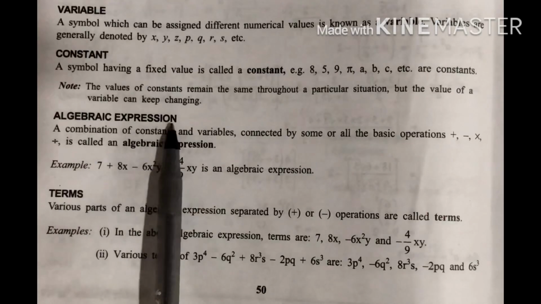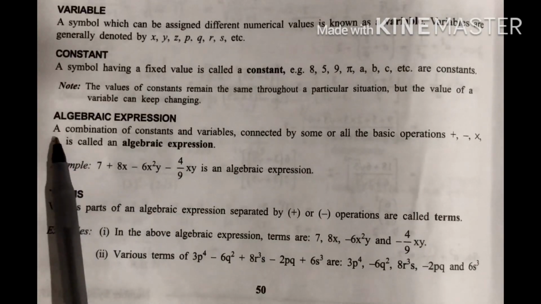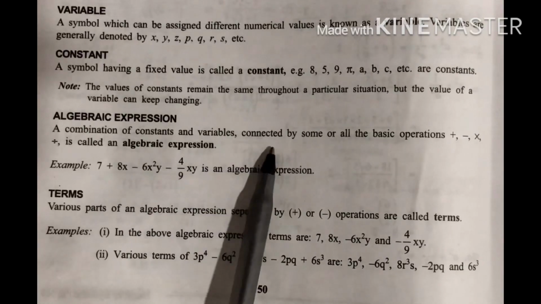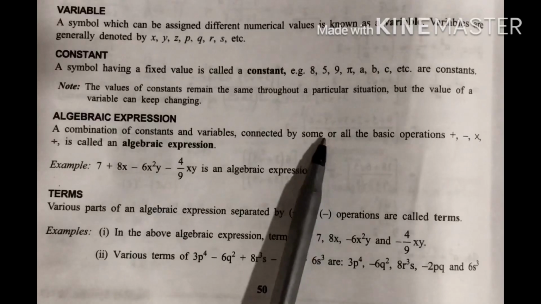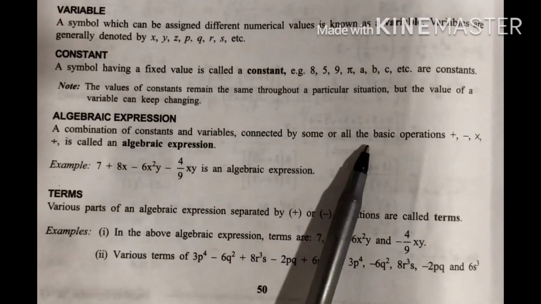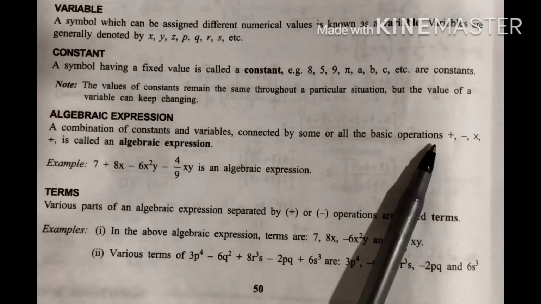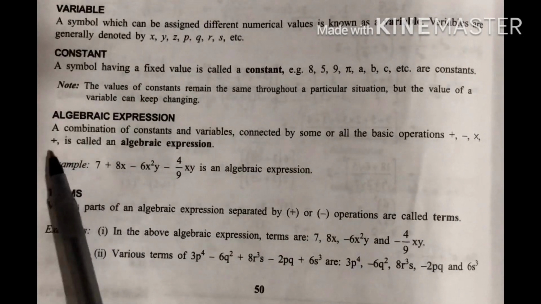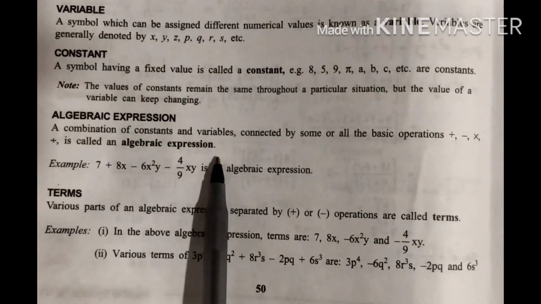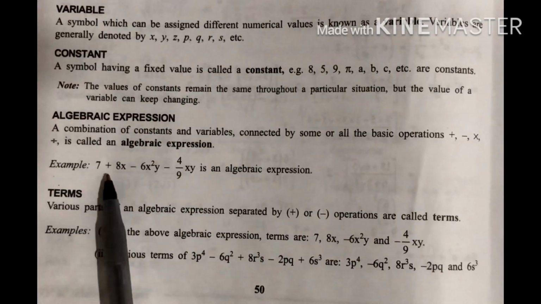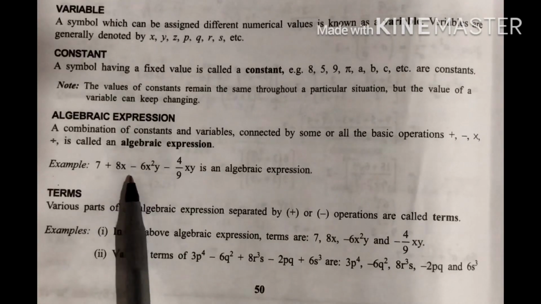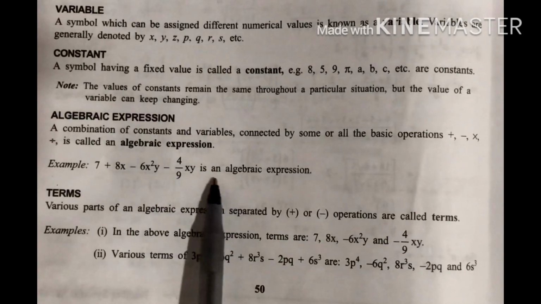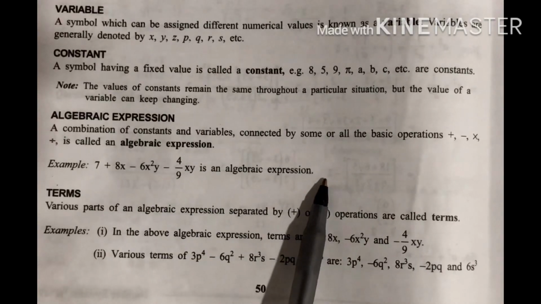Algebraic expression: a combination of constants and variables connected by some or all of the basic operations, plus, minus, multiplication, division, is called an algebraic expression. For example, 7 + 8x - 6x²y - 4/(9xy) is an algebraic expression.